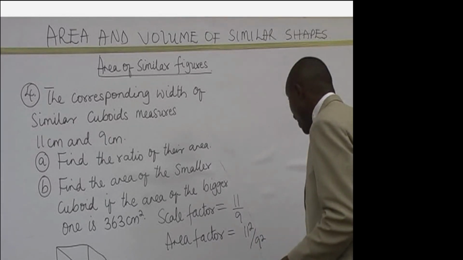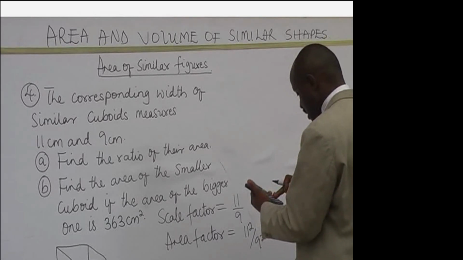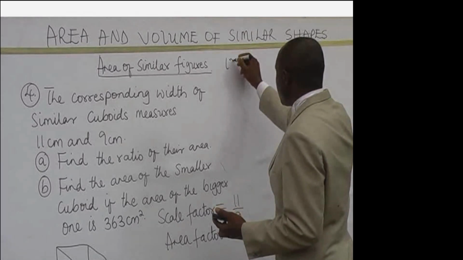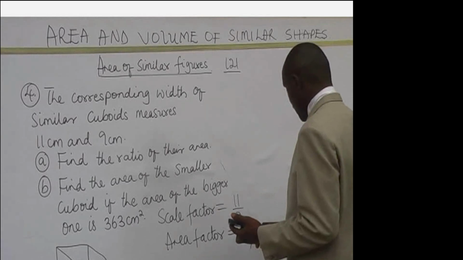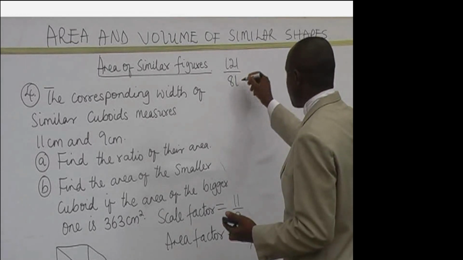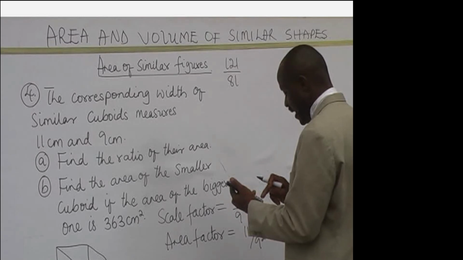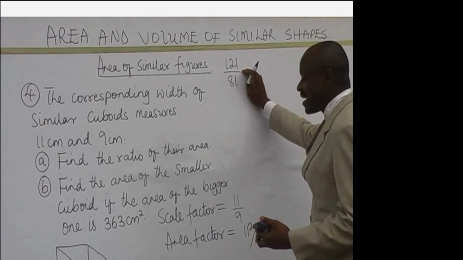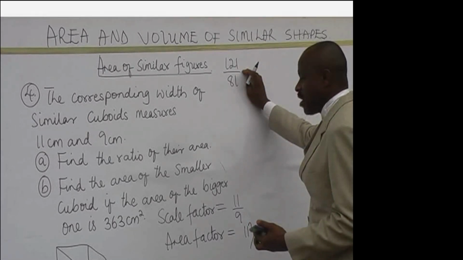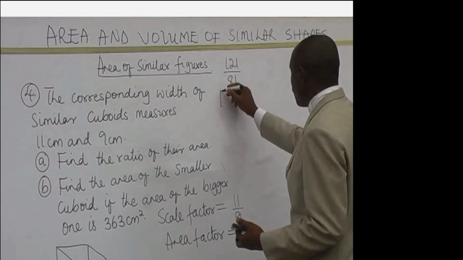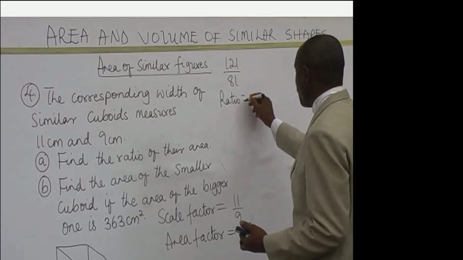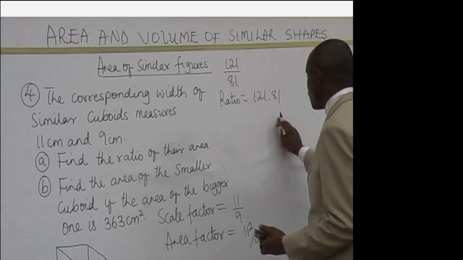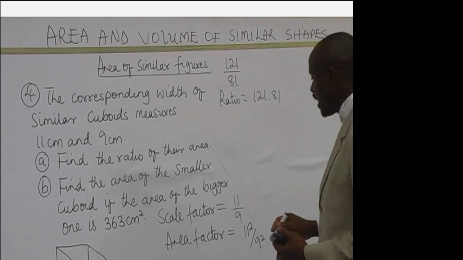11 squared is 121. Let's confirm it. 11 times 11 is 121. So we have 121 all over 9 squared, which is 81. You can still confirm it. 9 times 9 is 81. That's correct. So this is the area factor now. Then the ratio of their areas will now be 121 is to 81, or 81 is to 121. They are the same thing. This answers question number A.